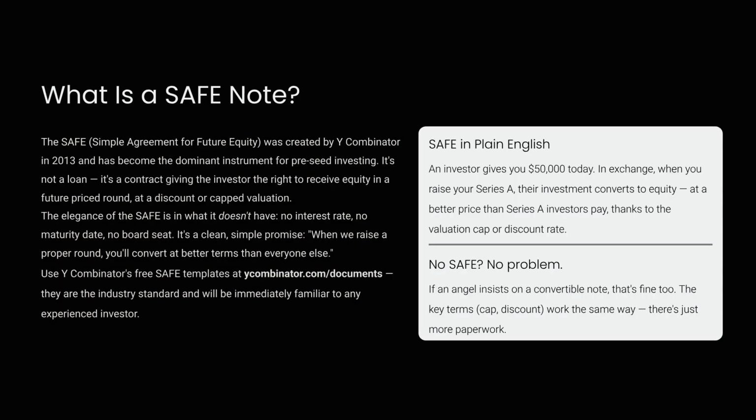A safe note, or simple agreement for future equity, is not a loan. It grants the investor the right to future equity at a discount or capped valuation. Its elegance lies in having no interest rate, no maturity date, and no board seat. Use Y Combinator's free industry-standard templates.